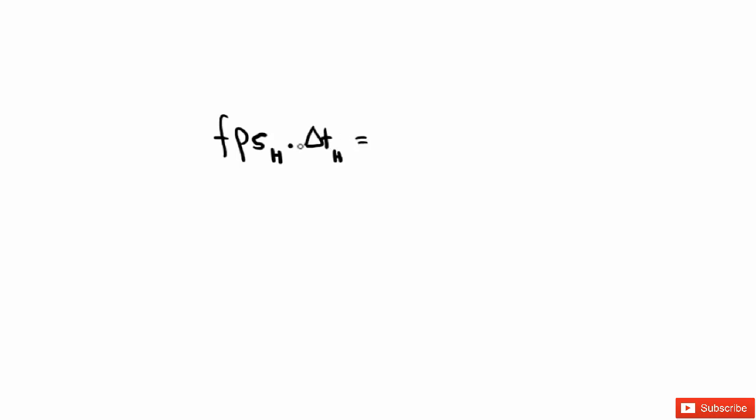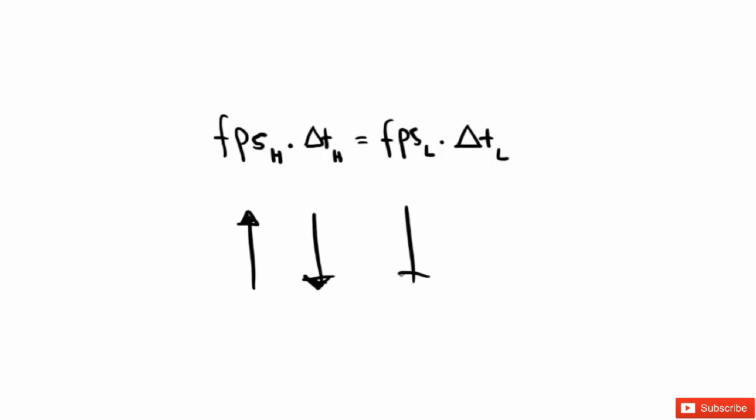sub H. This has to be equal to FPS sub L, which is basically the FPS for a slower computer, times delta time sub L, which is the delta time for a slower computer. And why is that true? Because when the FPS increases, the delta time decreases. Because if your FPS is higher, it means that every frame takes less time to compute. So this variable is going to drop down. In this case, as the FPS goes down, the time it takes to render a single frame goes up.